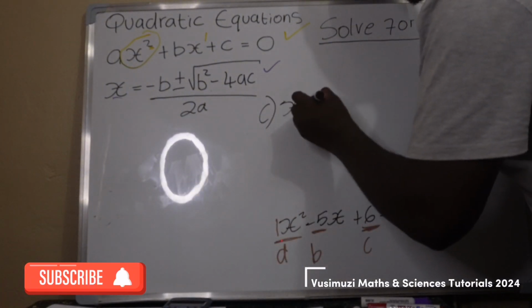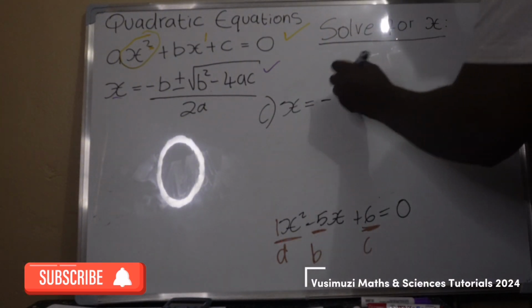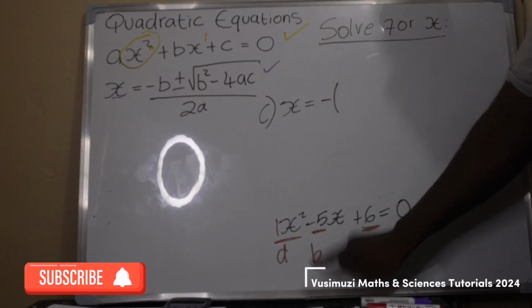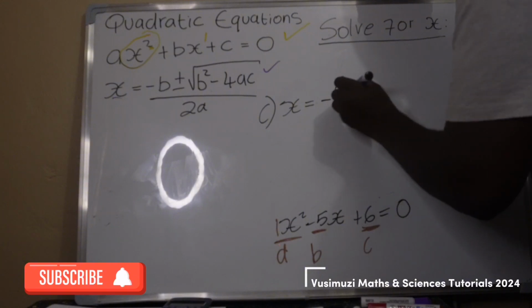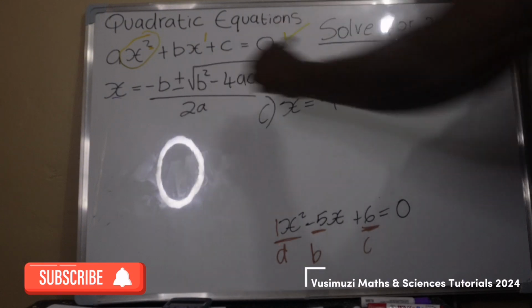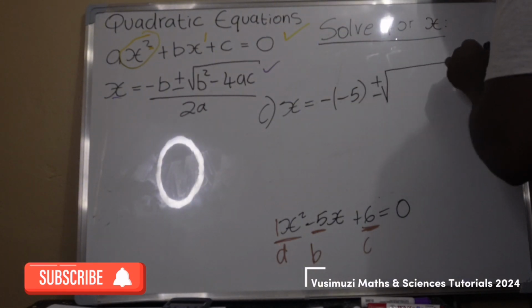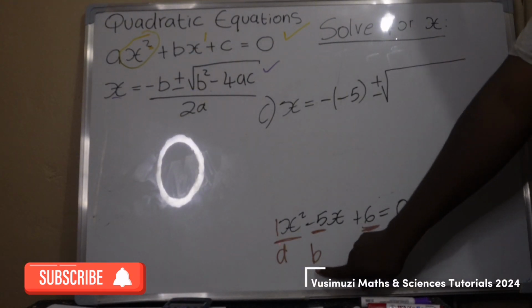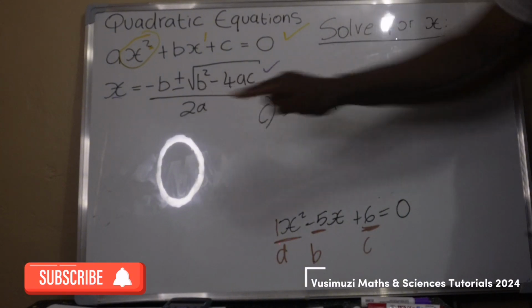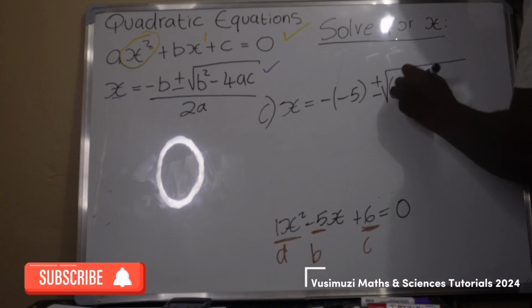X is equal to minus, you leave it in here, you open a bracket. What is my b? Negative 5. I put negative 5 inside the bracket. Then plus or minus, so 2 solutions. You introduce the square root. Then my b in this case is, you open a bracket, negative 5 again. Minus 5 squared.